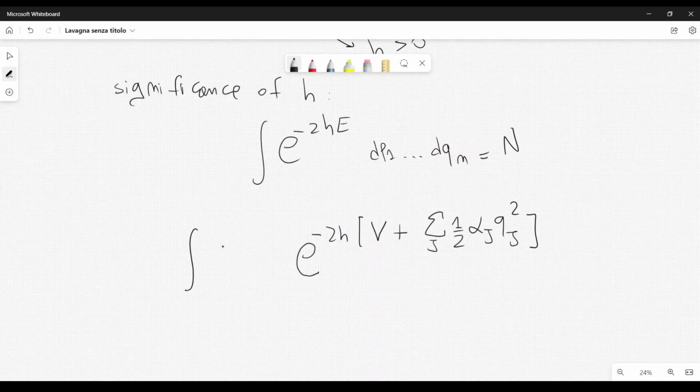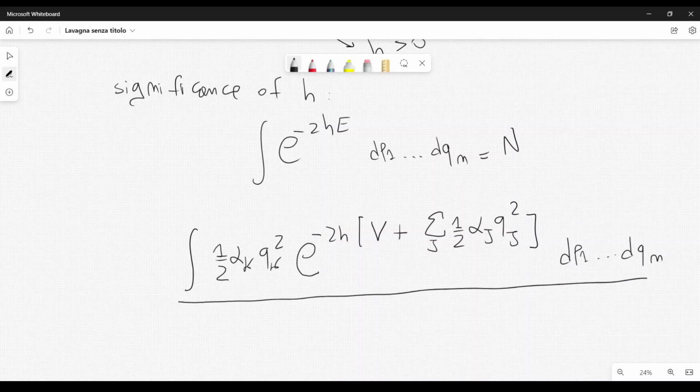And then if I want the average of the kinetic energy here of, for example, the kth system, I have 1/2 alpha k qk squared here, and I have to integrate over dp1 dot dot dot dqn, and I have to normalize this, so I divide by the integral of e to the minus 2h, v plus the sum over j of 1/2 alpha j qj squared, dp1 dot dot dot dqn.